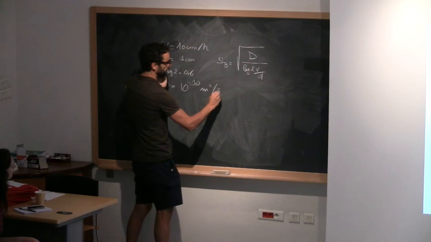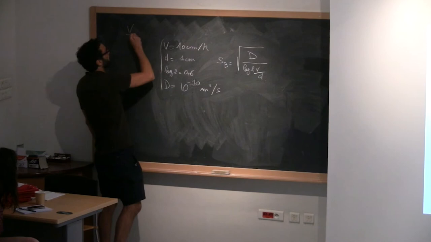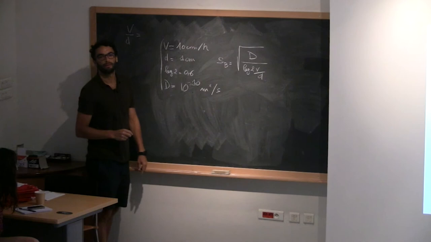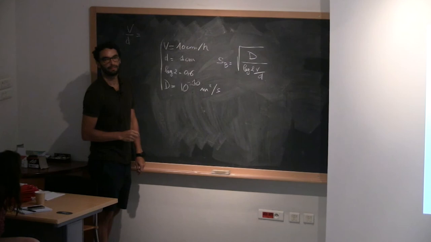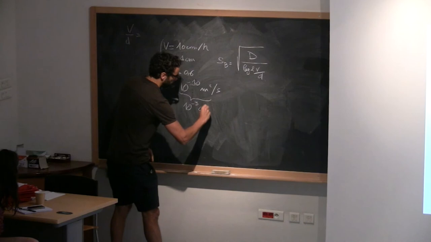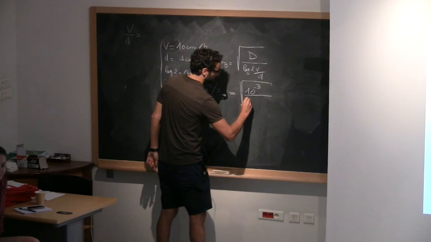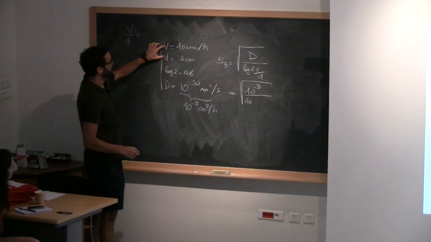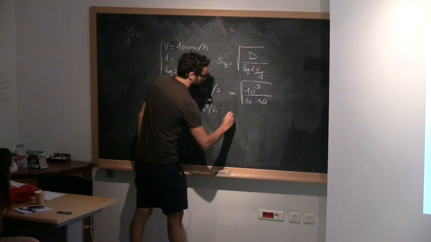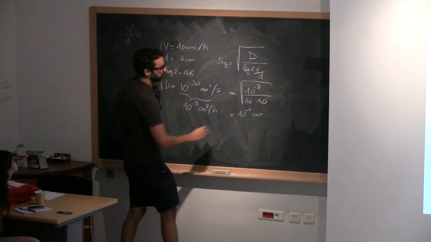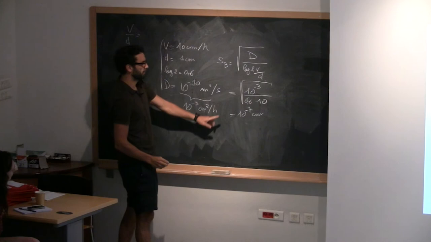So V over D would be 10 to the minus 3. Okay, oops. So that's 10 to the minus 3. 0.6, and V over D would be 10, right? So that's more or less 10 to the minus 2 centimeters. No, 10 to the minus 1. So 1 millimeter. Sorry, 10 to the minus 2. 10 to the minus 2.